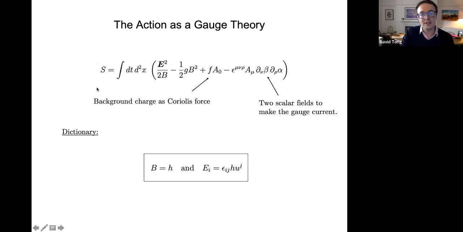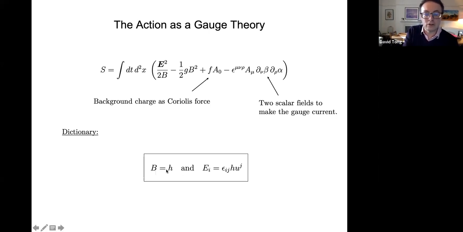So my claim is that this action for a U1 gauge field reproduces those nonlinear shallow water equations that we saw before. And you'll need a dictionary. The dictionary is the following.